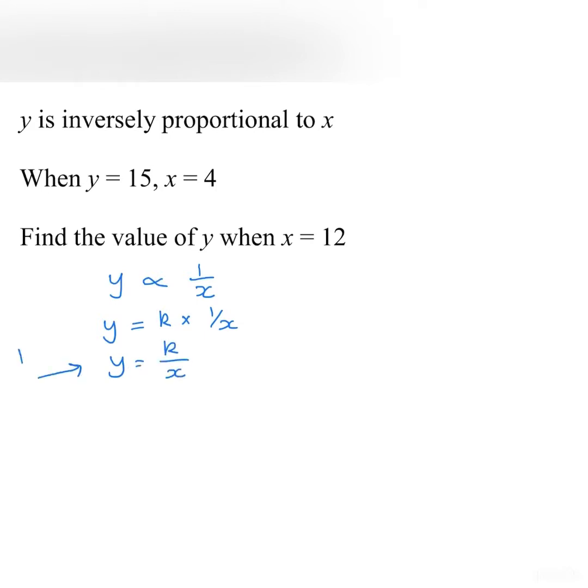Okay, so this is the difference. So this is inverse, so when we have a fraction, k divided by x, and direct proportion was when we had y equals kx. So there's a difference between writing the formulas. And then it says when y equals 15 and x is 4, so substitute the values in. So 15 equals k divided by 4, and we can find what k is, and this time we're going to times both sides by 4. So 15 times 4 is 60.